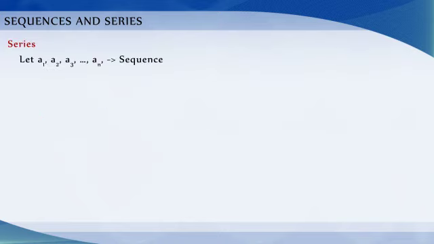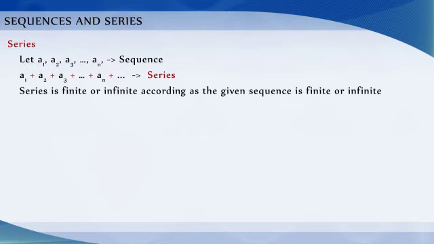Series. Let a1, a2, a3, etc., an be a given sequence. Then the expression a1 plus a2 plus a3 plus etc. plus an plus etc. is called the series associated with the given sequence. The series is finite or infinite according as the given sequence is finite or infinite. The series a1 plus a2 plus a3 plus etc. up to an can be abbreviated as sigma k equals 1 to n of ak.